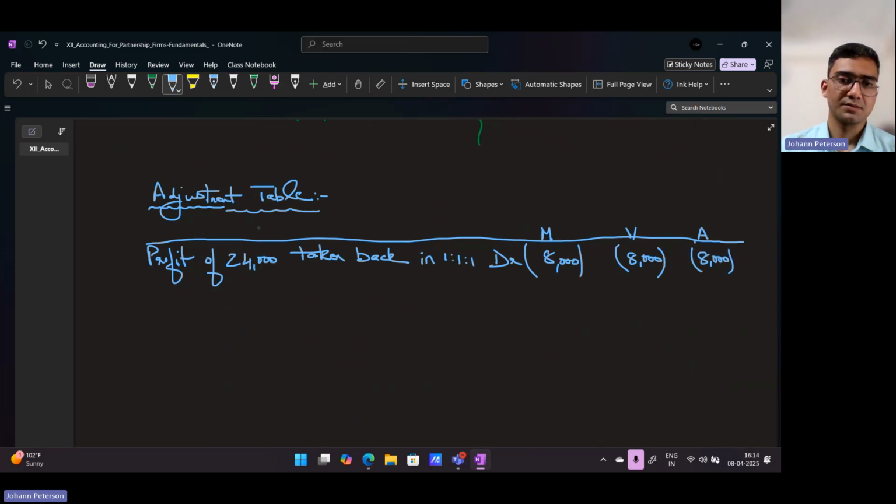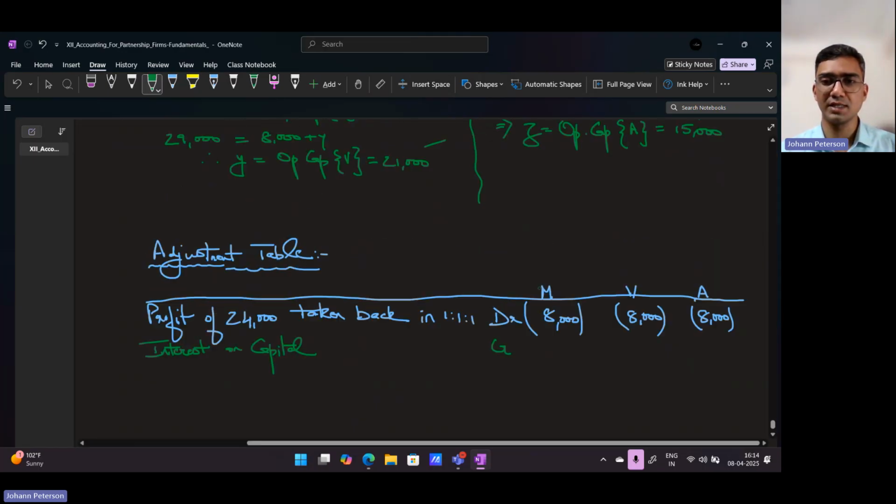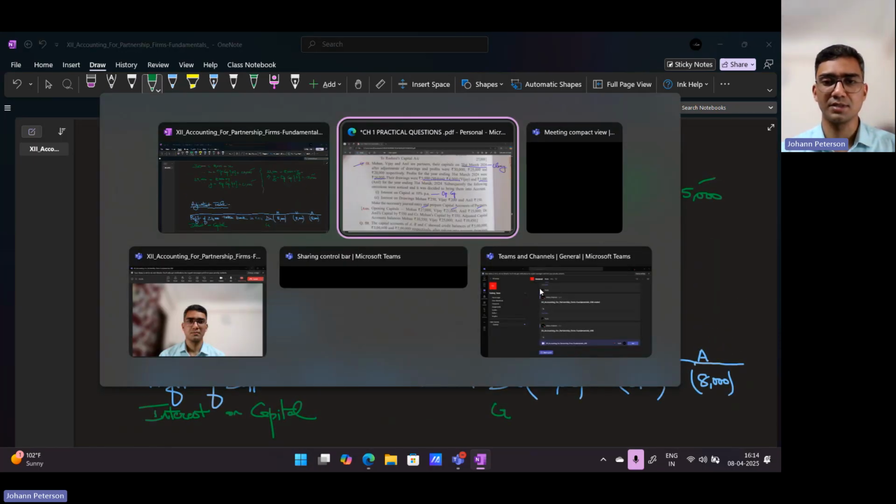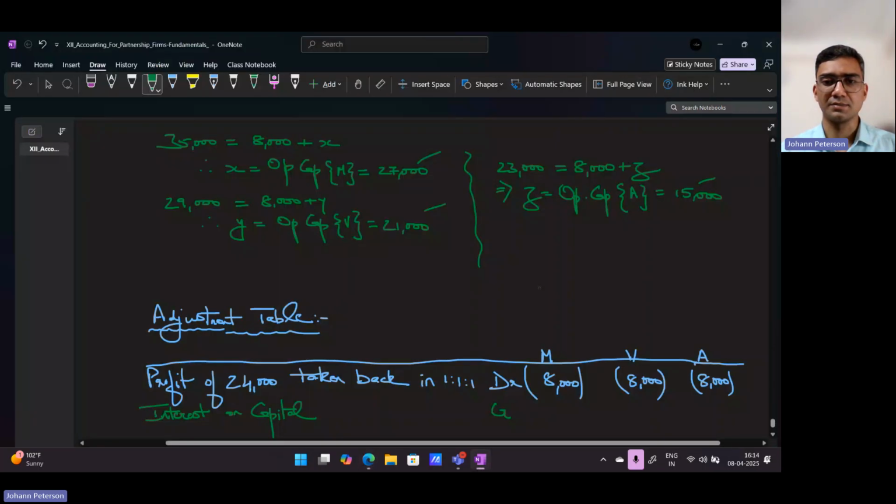After that, after we take back the profit, now we are giving the interest on capital. So interest on capital, this is given, so it is credit. Now we found out the opening capital, so calculate the interest on capital. It is 10% per annum. So 10% on 27,000 is 2,700.